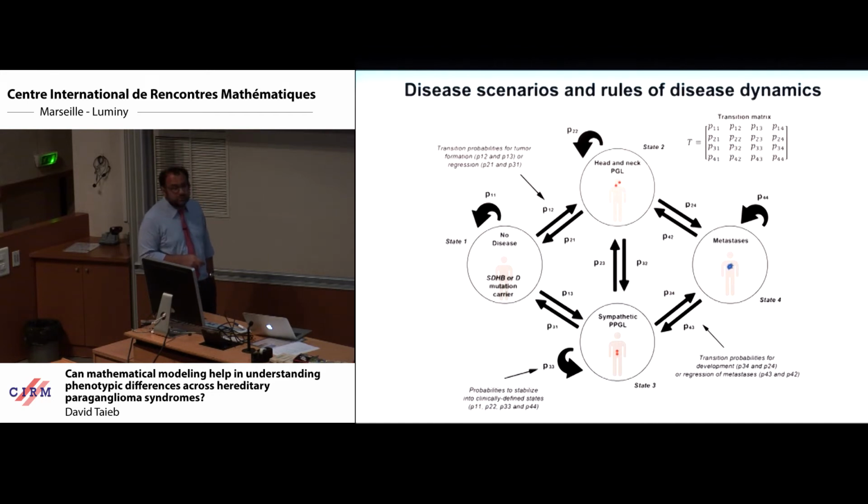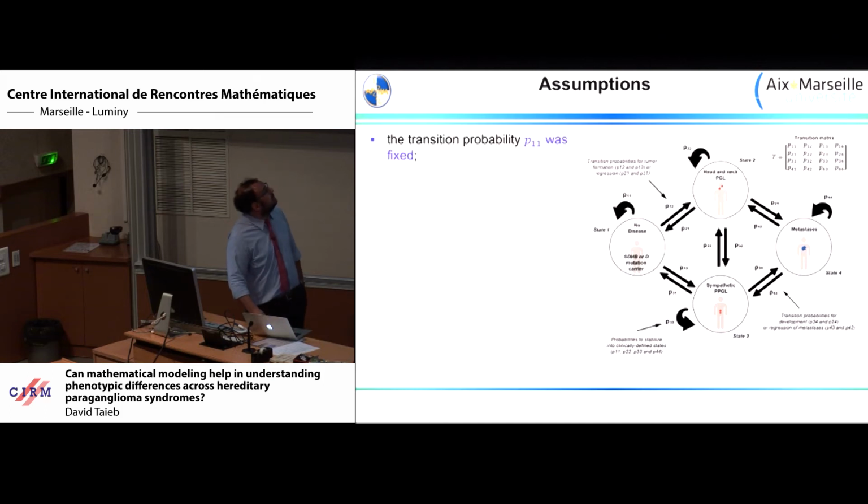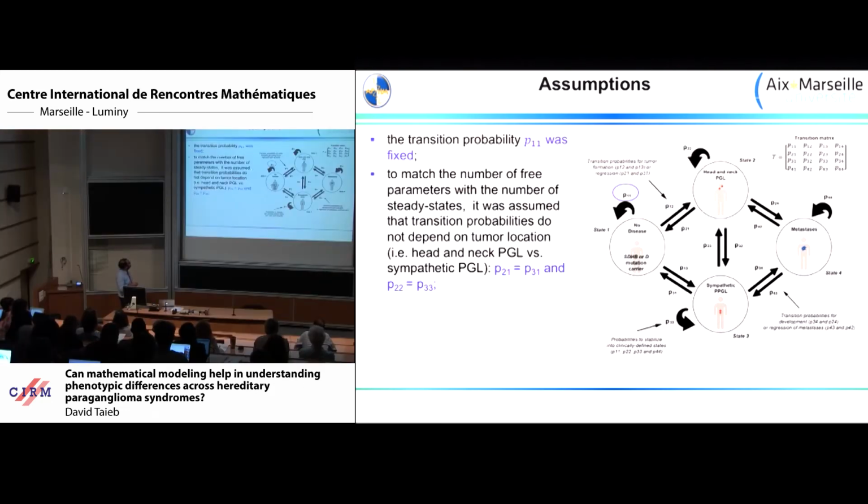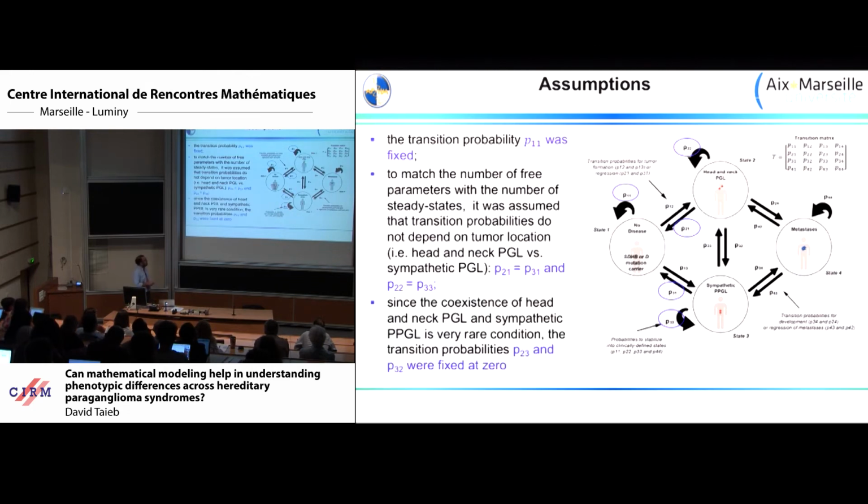Here's the probability to stabilize in a clinically defined state, and here is a transition matrix. We have made some assumptions. First of all, the transition probability here was fixed. To match the number of free parameters with the number of steady states, it was assumed that transition probability does not depend on tumor location. So this probability was considered to be equal, as well as this one. And since the coexistence of both types of location, parasympathetic and sympathetic, in the same individuals is very rare in clinics, this probability was considered to be fixed at 0.